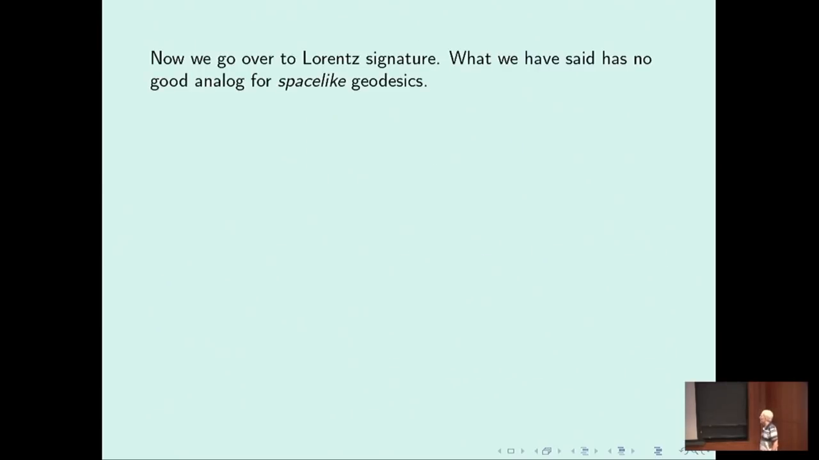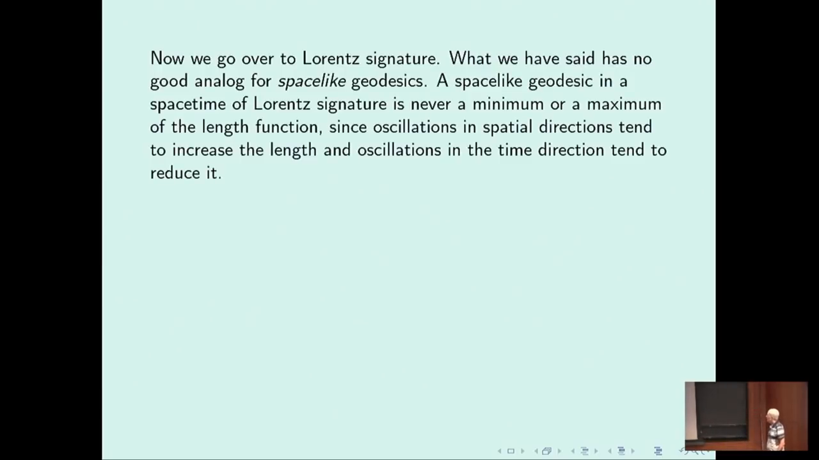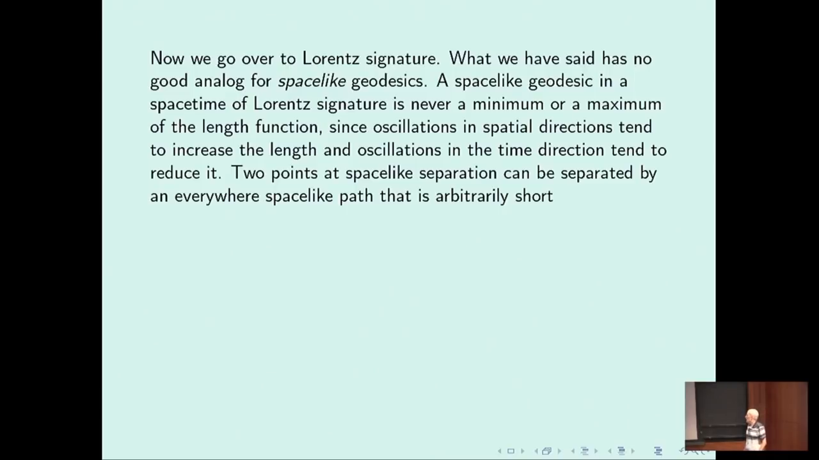So now we go over to Lorentz signature. But what we've said has no good analog for space-like geodesics. A space-like geodesic will never be a minimum or a maximum of the length function because oscillations in spatial directions tend to increase the length and oscillations in time directions tend to reduce it. So 2 points at space-like separation can be separated by a space-like path that's arbitrarily short.